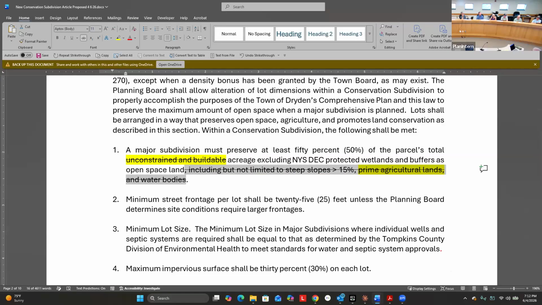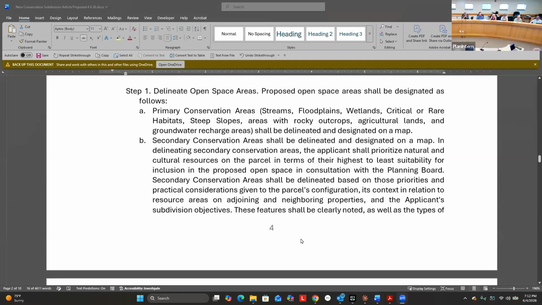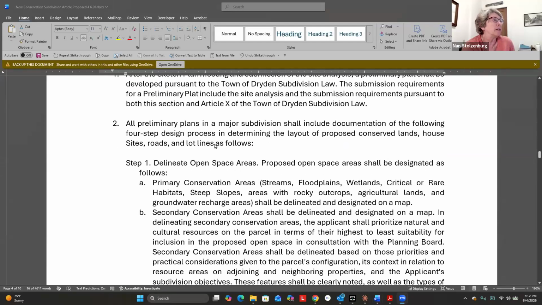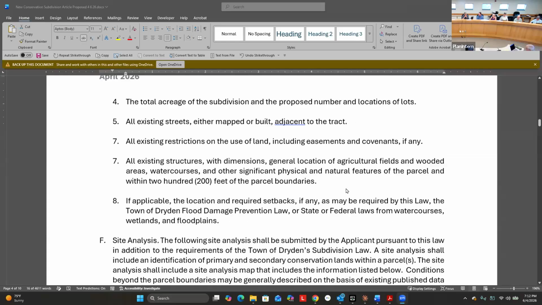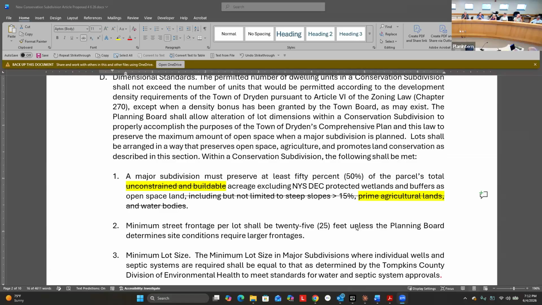Okay, but I think it does actually lead to what you were worried about. That's a much simpler paragraph. Yeah, and I think it accomplishes what we're trying to accomplish. And I don't think we need any of this other language that I crossed off here, because if you go down, it talks about what is open space. It's in the primary and secondary. So I think it's simple: 50% of the total acreage excluding DEC protected wetlands and buffers. Yep, I think that works.